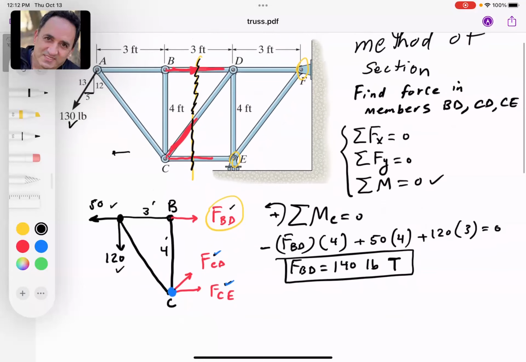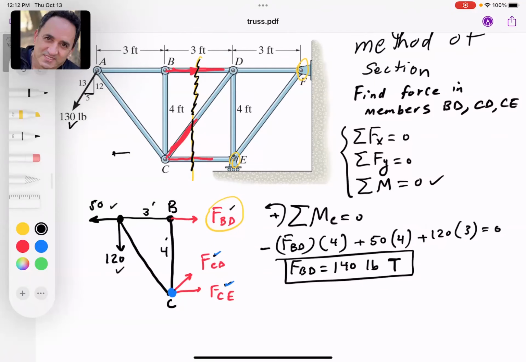Now, let's say you want to find now the force in member CE. Oops, I picked up my pen. I wanted to actually say force in member CE.